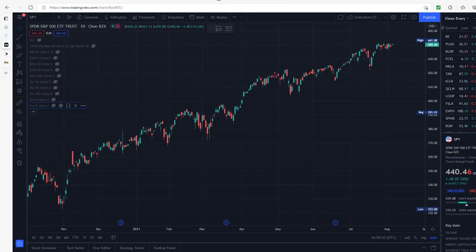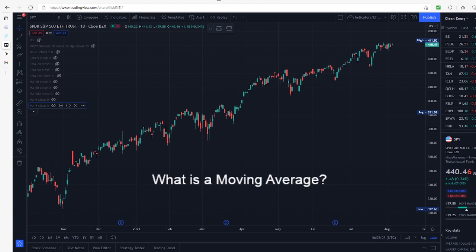All right, guys, so let's get right into it. What is a moving average? Well, a moving average is a tool that smooths out price data by creating a constantly updating average price that's based on a time frame. Usually that time frame's in days.